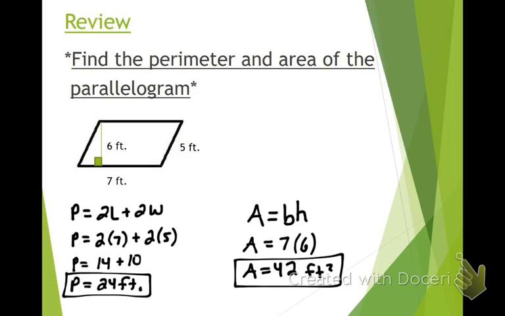And that's just our review problem. We won't have our quiz until next Monday, but this kind of stuff will be on the quiz too, all right? So that's the gist of how you find the parallelogram information and then also what we did today with our triangles.